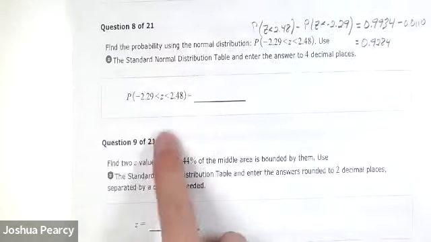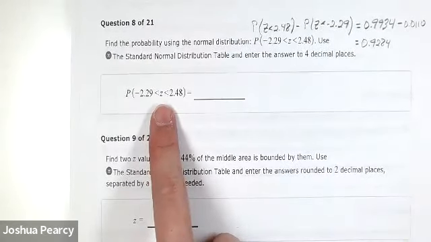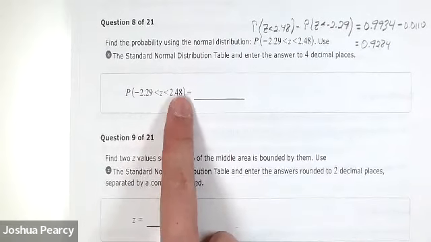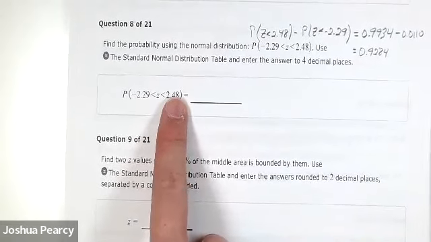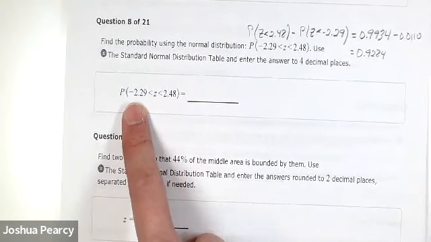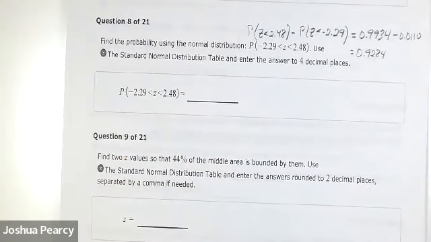Then the idea is if you're looking at a z-score being between two values, take the probability of it being less than the upper and subtract off the probability of it being less than the lower, and that'll give you the area in between.